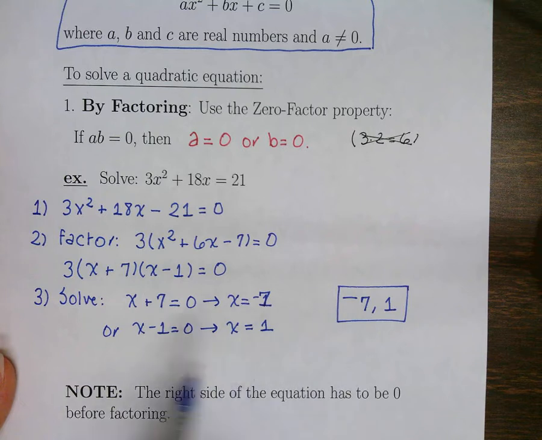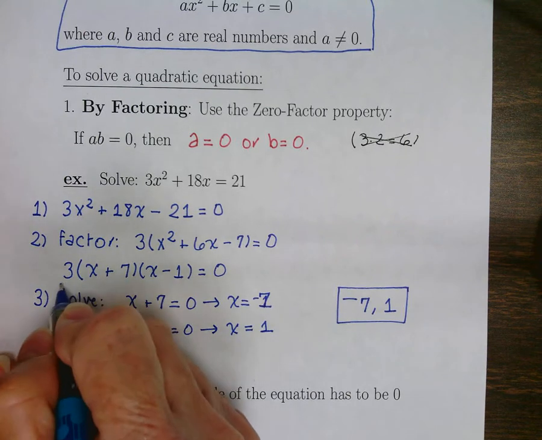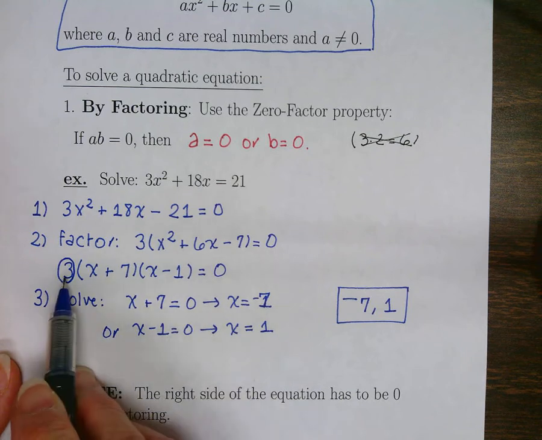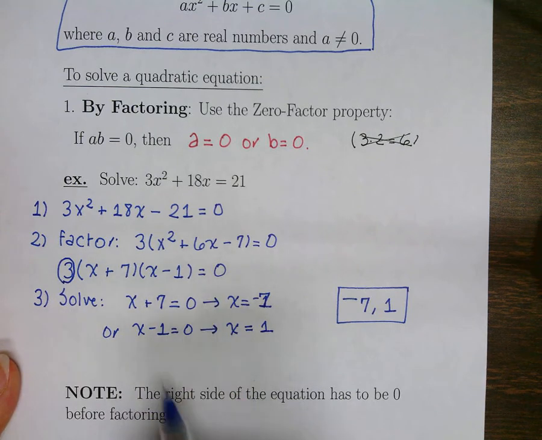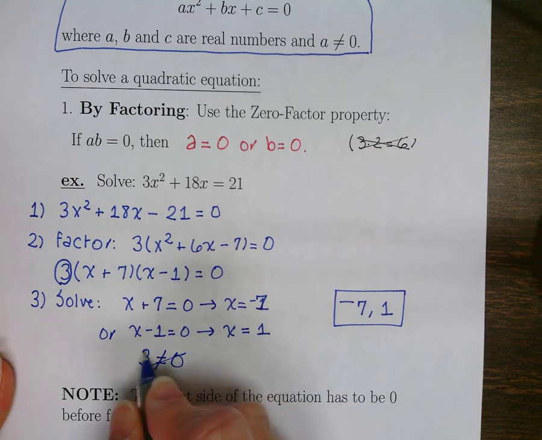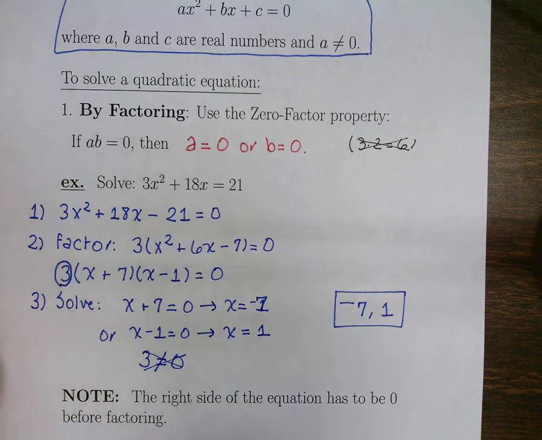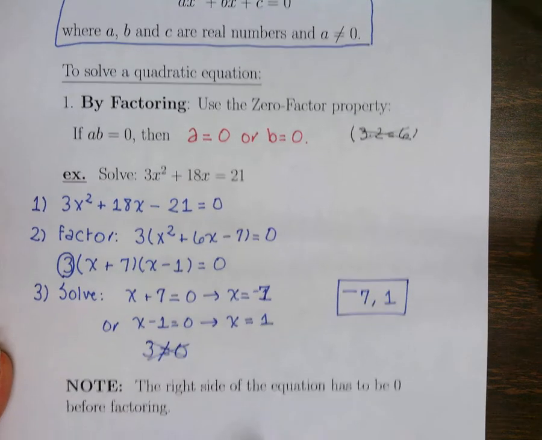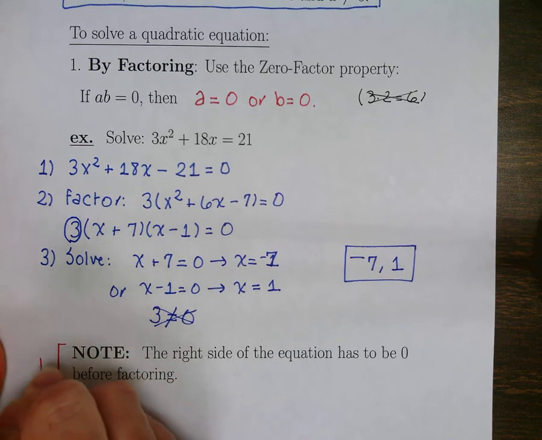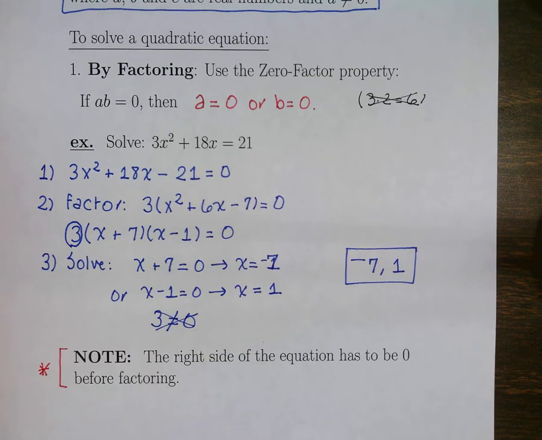Okay? And one other thing to mention, what about the 3? Why did I not take care of the 3? Because that is not able to be equal to 0. I could set that factor equal to 0, but that's nonsense. And so I don't have to worry about a numerical factor, just factors involving the variables. And again, I can't emphasize enough that the right-hand side has to be equal to 0 before you factor. All right, let's look at another example.